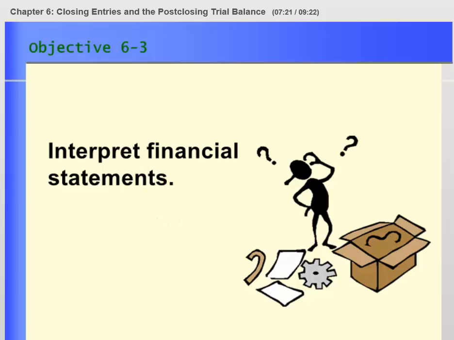What do users do with the finished financial statements? In Objective 3, we learned how users value the information provided in financial statements. To interpret means to understand and explain the meaning and importance of something. Financial statements help users make all kinds of decisions. Financial statements provide important answers to questions such as, what is the cash balance? How much do customers owe the business? How much does the business owe suppliers? What is the profit or loss?